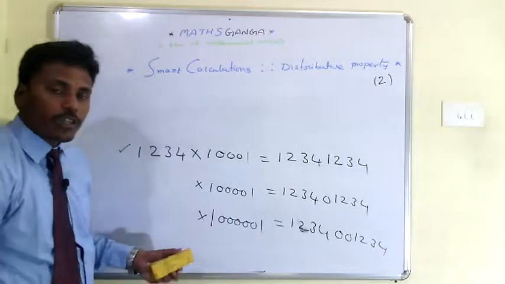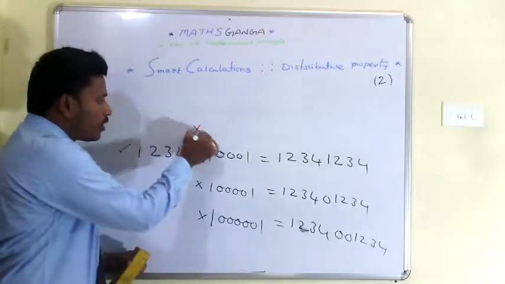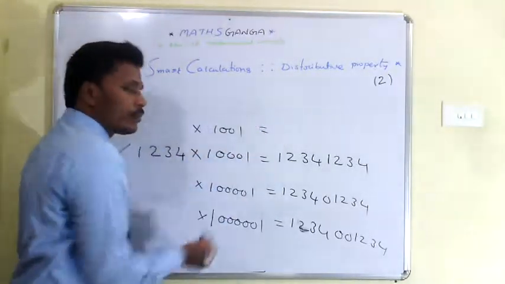This is all just because of the distributive property. If I multiply the same 1, 2, 3, 4 by reducing one 0, that means with 1001, then how will the result become?